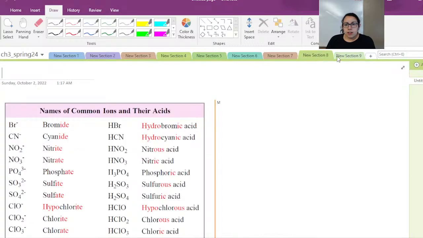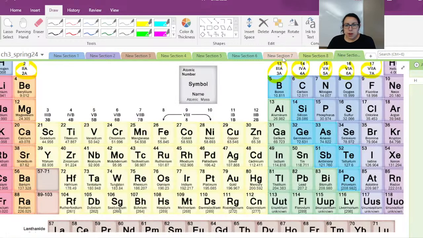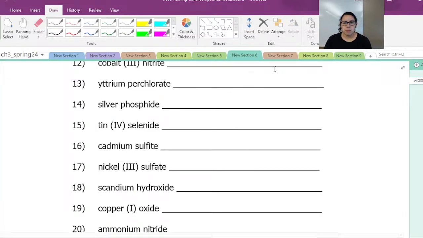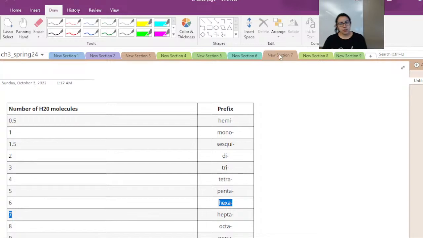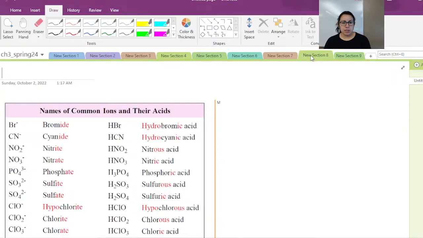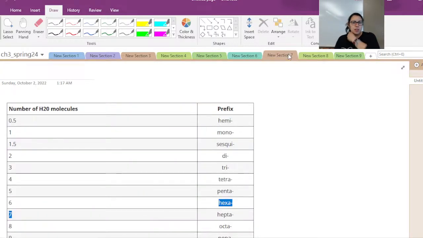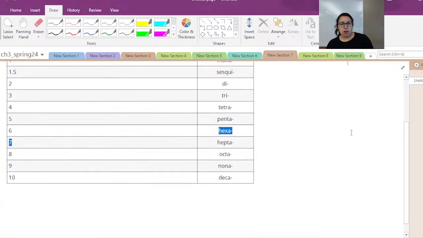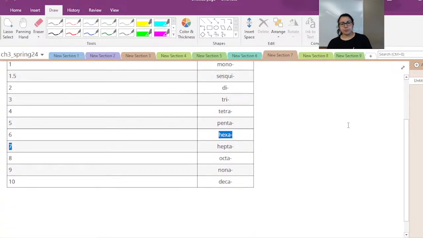Let's see. I think we just have naming practice. Before we go off on naming practice, though, let's cover some other random bits in your chapter. It throws in there how we name these aqua compounds. Let's look at some examples of this. So nickel chloride.